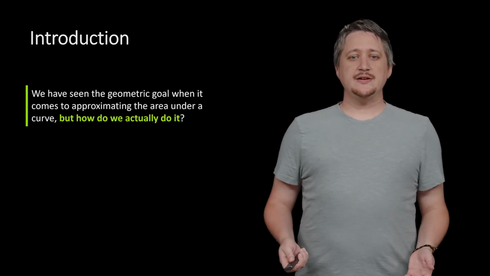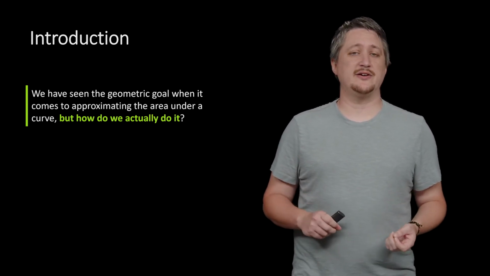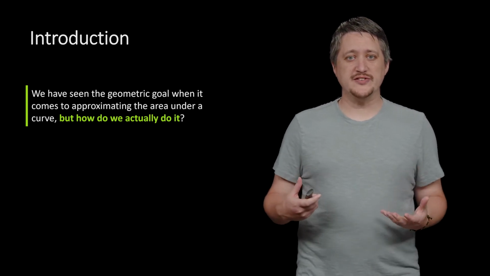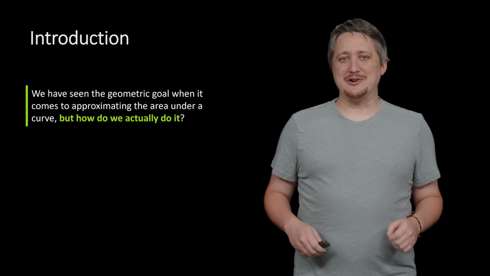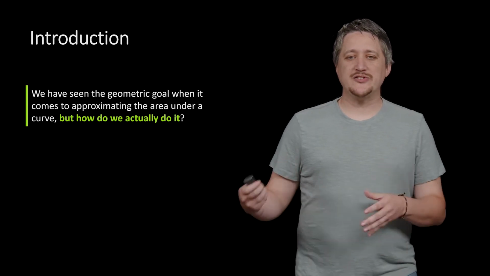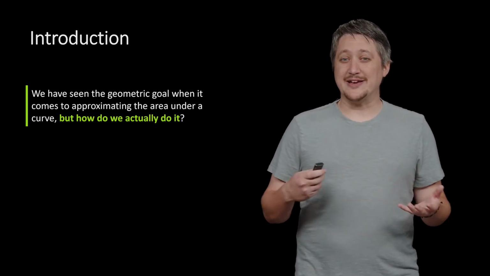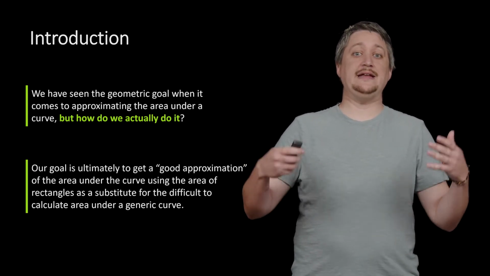Hello. So, we've seen the geometric goal when it comes to approximating the area under a curve or the area of an object with a curved side. But unfortunately, in math class, we're going to have to actually dive into the mechanics. So the question is, how do we actually do this? We saw that the idea is to have these rectangles approximate the size, but our goal isn't just to get any approximation.